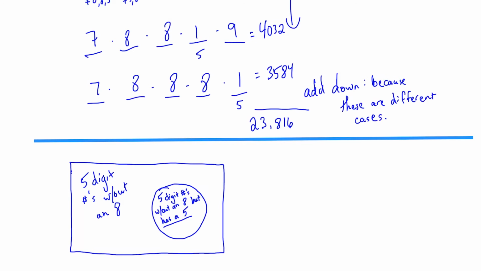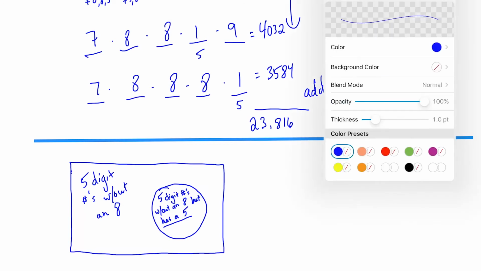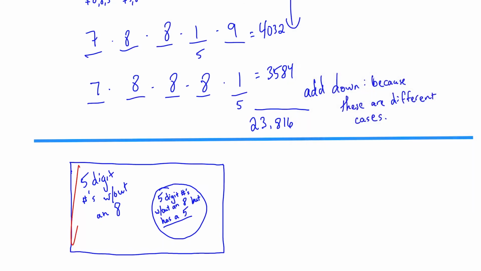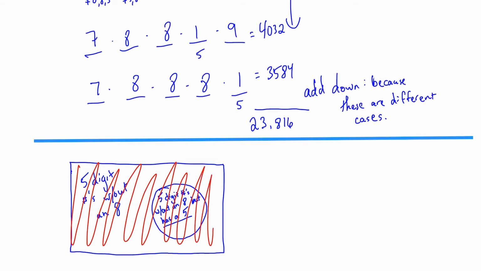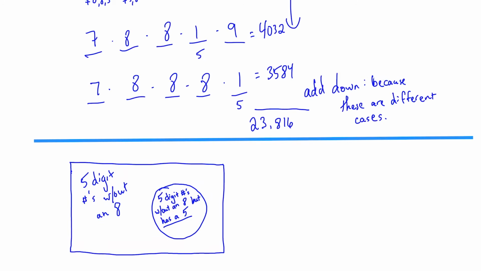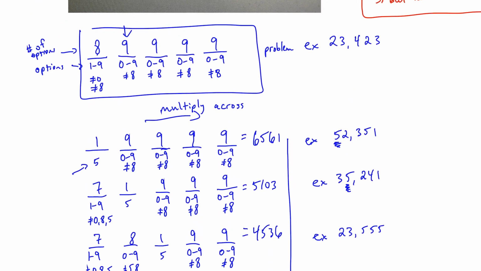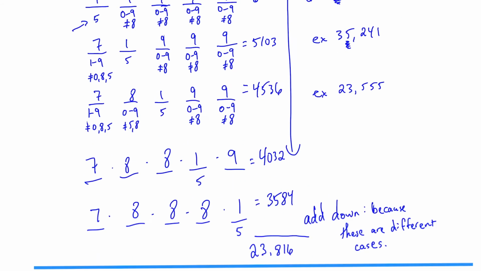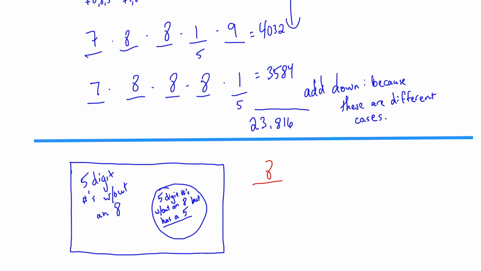So first I drew a Venn diagram on the left here. It says 5-digit numbers without an 8 is this whole sample space right here. So this sample space is all 5-digit numbers without an 8. And that was represented with the top here, which is 8 times 9 times 9 times 9 times 9. So that was all options in the sample space.